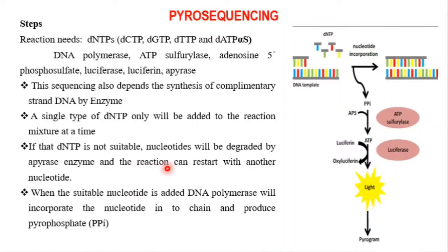Sometimes this is dCTP. So if dCTP or the next nucleotide is suitable, then that time DNA polymerase will add it here, and inorganic pyrophosphate will be released. From that, ATP sulfurylase converts the PPi to ATP in the presence of APS, like we explained in the principle part in the previous slide, and produces light. From that light we'll get a pyrogram, and from that we can easily get the sequence.